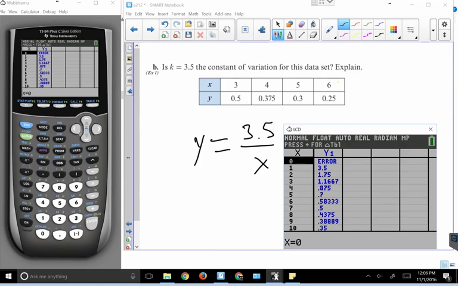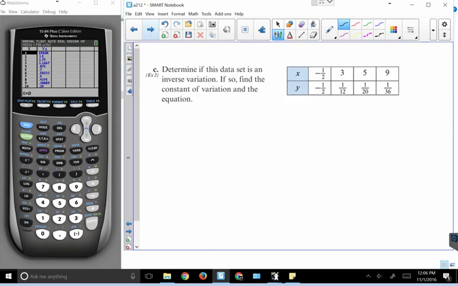Okay. But 3.5 did not work as the constant. It's not there. So this one is incorrect. So, let's try this one. Give you a minute or so to work on this one.